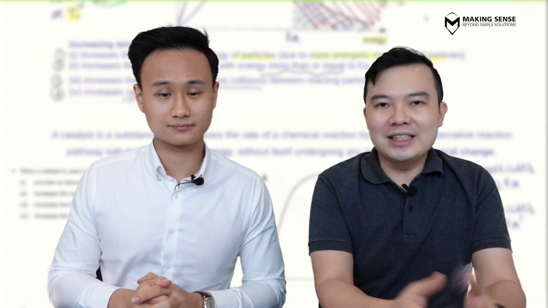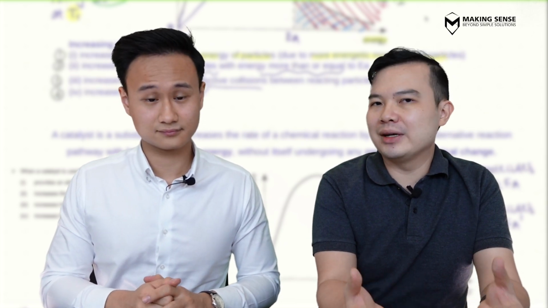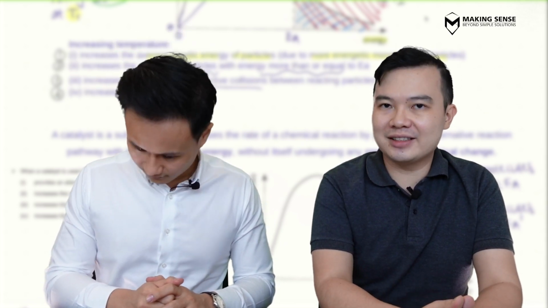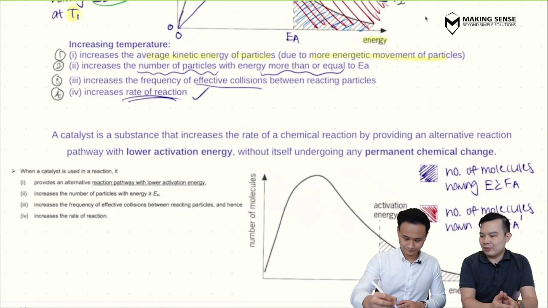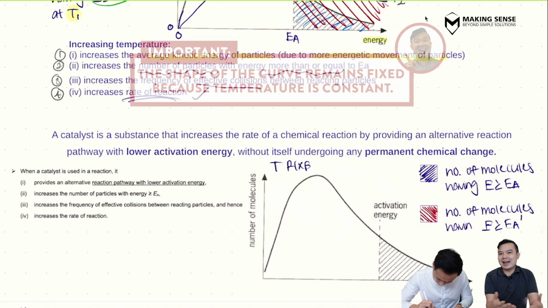Perfect. Okay, so it turns out the Maxwell Boltzmann distribution curve can also be used to explain how come the presence of a catalyst can increase the reaction rate. Okay, so we're going to take a look at the second graph. Now in this case, the shape of my curve will not change anymore because the temperature never changed. Okay, we're using the same graph, and what's going to happen is in a catalyst, right?